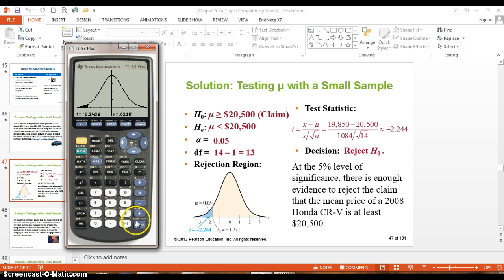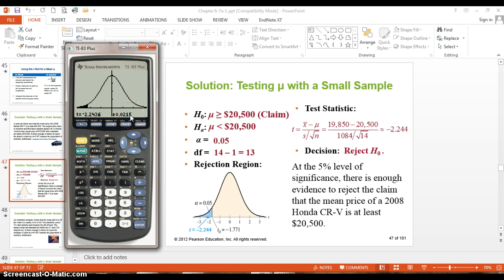So it shades in our p-value here. Where it says t equals negative 2.2436, that's our standardized test statistic, which basically matches on the PowerPoint slide what we did by hand. So it actually calculates the standardized t for you. And then over here on the right is our p-value. It says the p-value here is 0.0215.